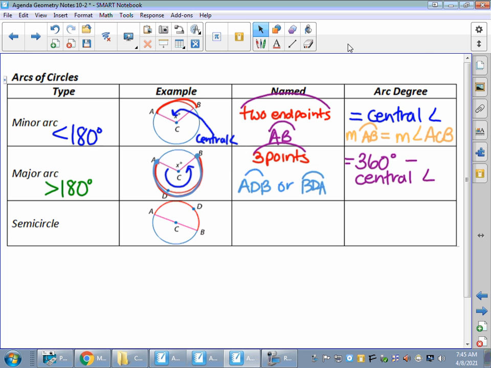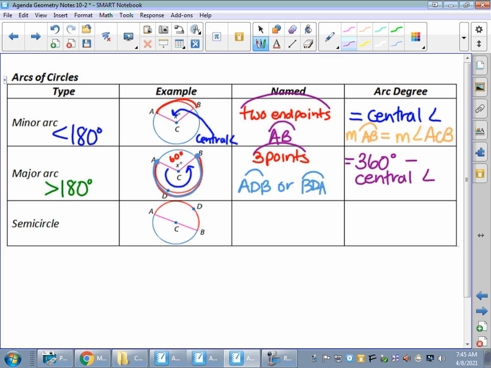So let's say that this central angle right here was 60 degrees. Well, that's definitely not the major arc, right? That's too small. It's got to be greater than 180. So I would do 360 minus 60, and I'd say, okay, to get from A all the way around through D and back to the endpoint B, that would be 300 degrees, because 360 minus 60.